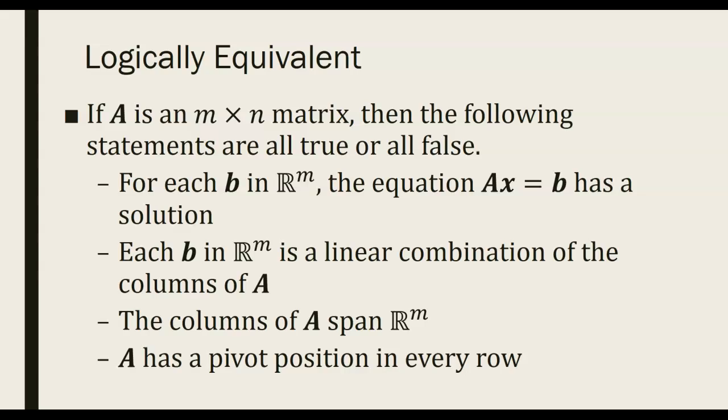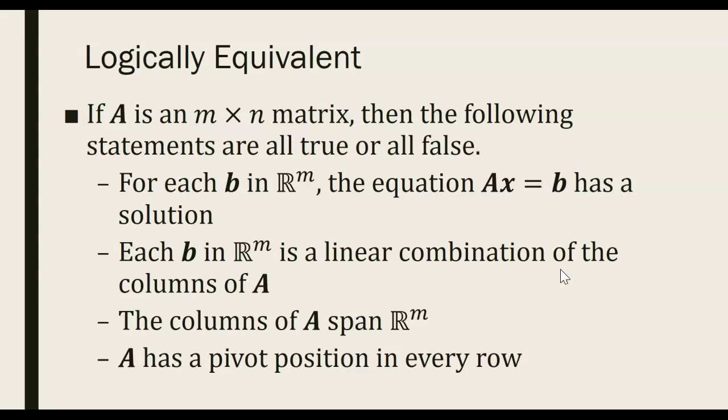Then the following statements are either all true or they're all false. So if one of them is true, they're all true, or if one of them is false, they're all false, and it's because they're all equivalent to each other. Meaning that if this is true, then the others are true. If this is false, then the others are false. So let's read this. For each B in Rm, the equation has a solution. So this equation has a solution for every B.